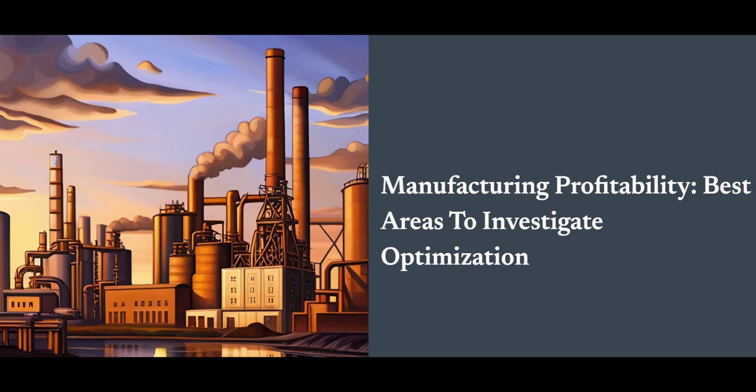Now, let's look at 5 actionable ways to optimize your manufacturing business for maximum profitability. First, evaluate your production process. Take a close look at how things are currently being done and identify areas for improvement. Streamlining processes and reducing waste can have a significant positive impact on your bottom line.